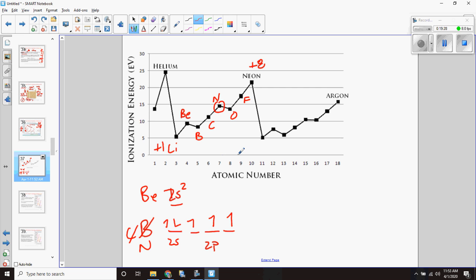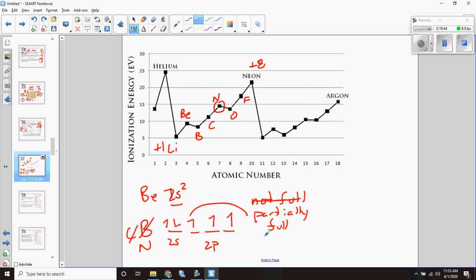This is very stable. What we've got going on right here is not a completely full orbital, but it is partially full.